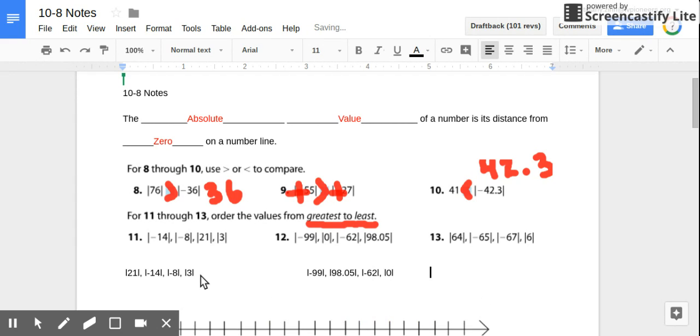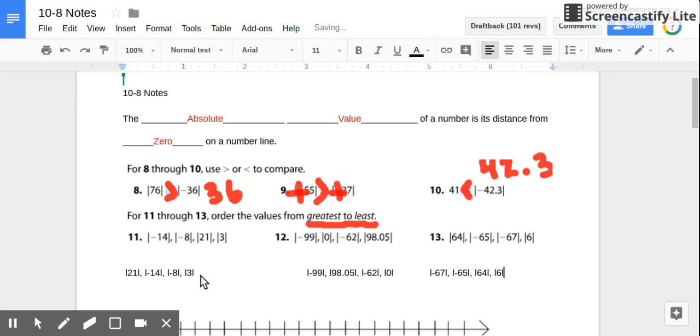Okay, last one. You have 64, 65, 67, and 6. Absolute value is always positive, so negative 67 comes first. That's the greatest. Then we have 65, 64, and 6. So the next biggest is 65. Absolute value of negative 65. Then 64. And then the last one is the absolute value of 6.